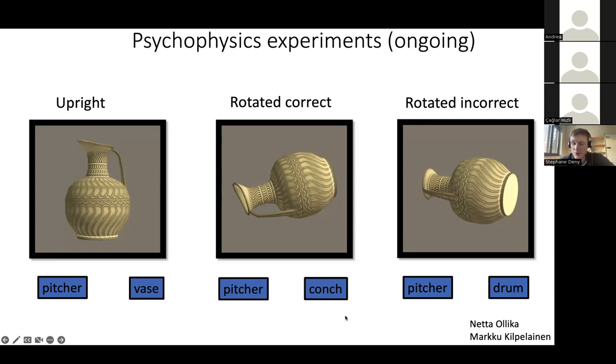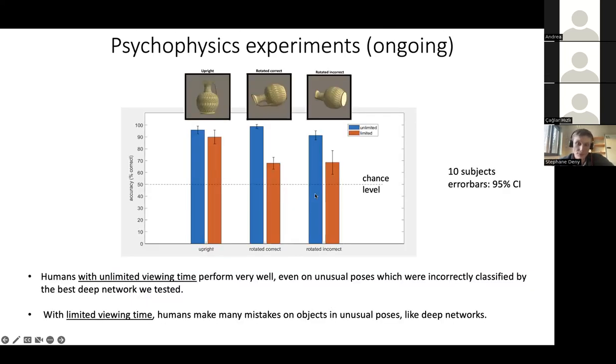By the way, this is work done by Netta Olika in collaboration with Marku, who is at University of Helsinki. And we have the following results with humans. We find that when given unlimited time, humans are actually very good at naming the object. They have on average 95% accuracy, whether the object is upright or rotated. And even in the condition where the object is rotated in a way that fooled the network, the human labeler is actually most of the time correct.